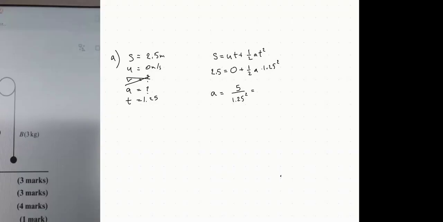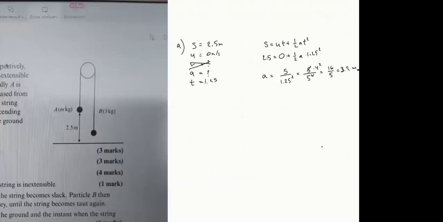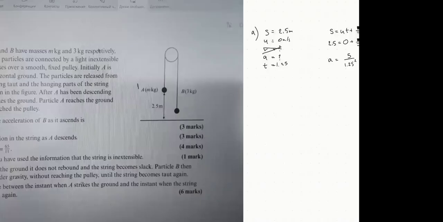And, well, 1.25, that's 5/4, I believe. 5/4, yes, so it's going to be 5 times 4 squared over 5 squared, which is 16/5, which is 3.2 meters a second squared. Nice. Okay, so we have the acceleration now. The acceleration is 3.2 meters per second squared.